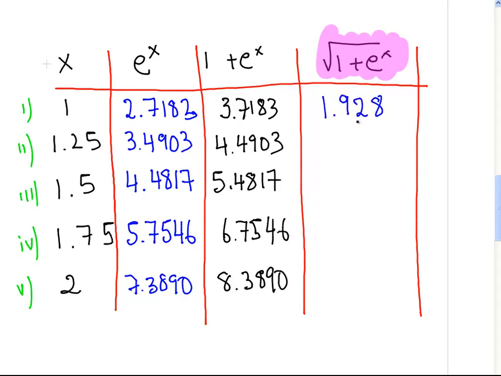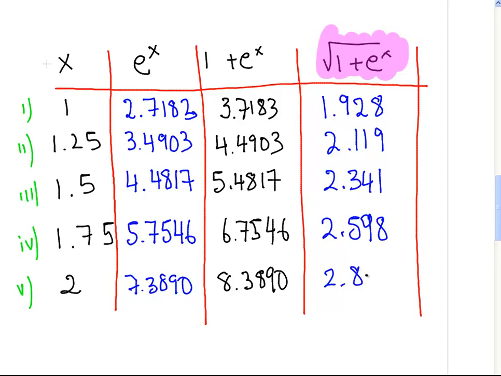I'm going to write that as 1.928. I have an answer sheet here that's actually written to 3 decimal places. Not too much of a big deal, but I'll just keep going. So 2.119, 2.341, 2.5898, and 2.896. So that's the evaluation of the function at each point.